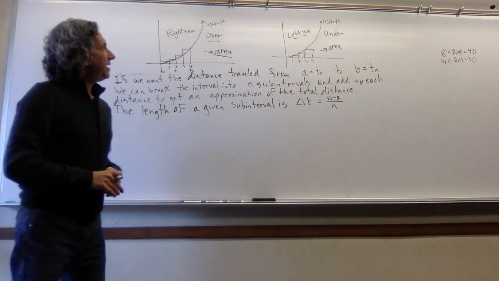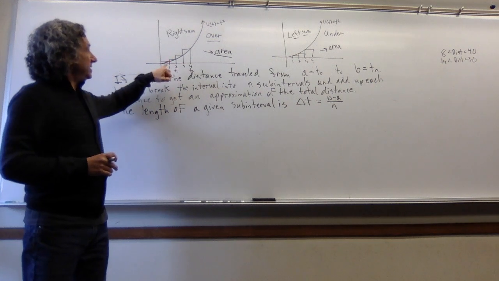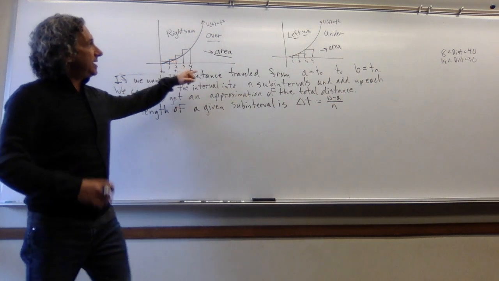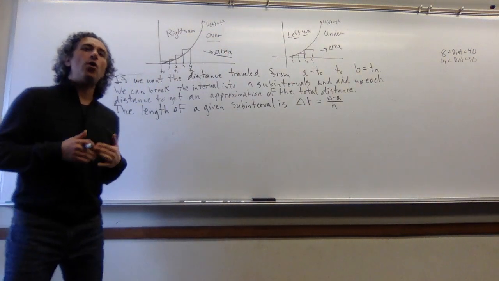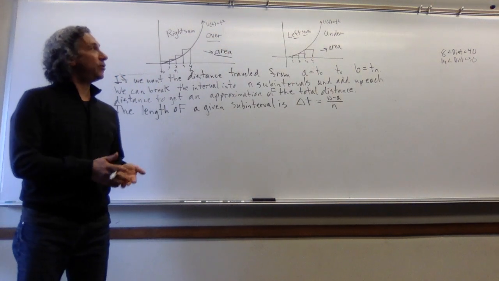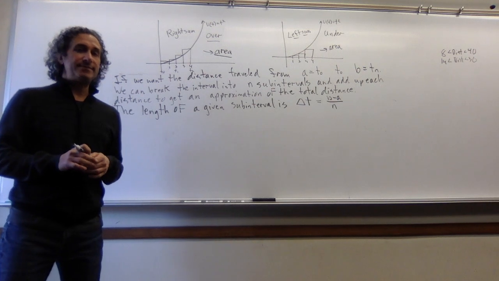So before we go on, I have a question for you guys. It looks like the right sum here is an overestimate, and the left sum here is an underestimate. So my question is, is that always true? Is the right sum always the overestimate, and the left sum always the underestimate? Pause the video, please.